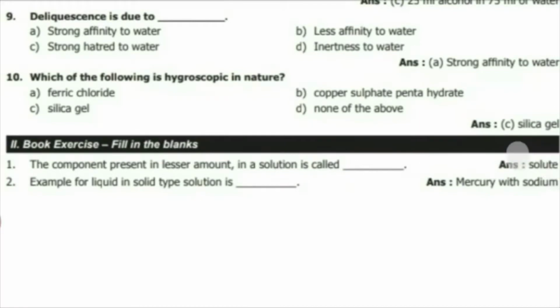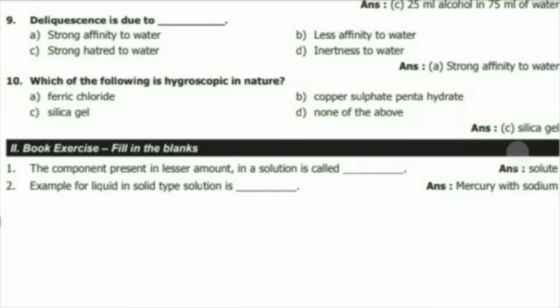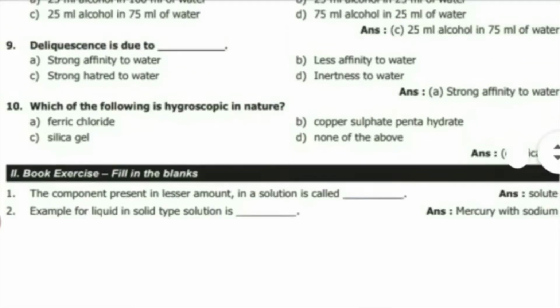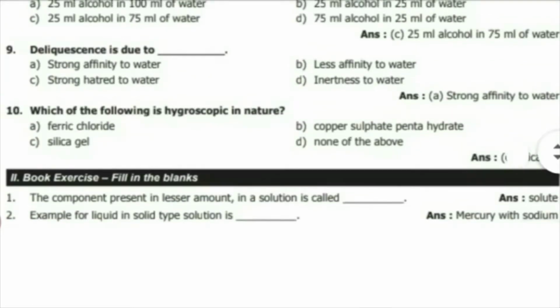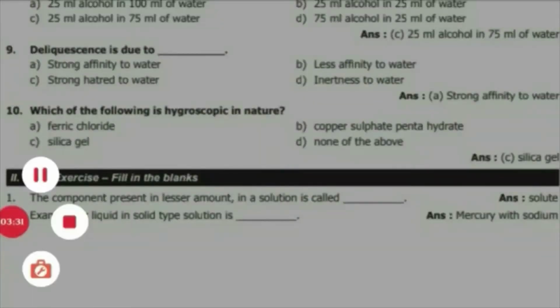First question, the component present in lesser amount in a solution is called dash. The answer is solute. Second question, example for liquid and solid type solution is dash. Answer, mercury with sodium.